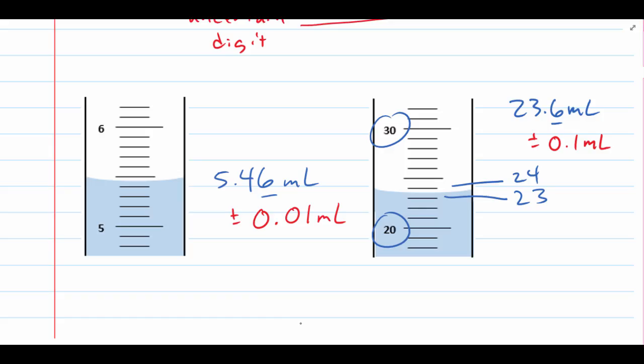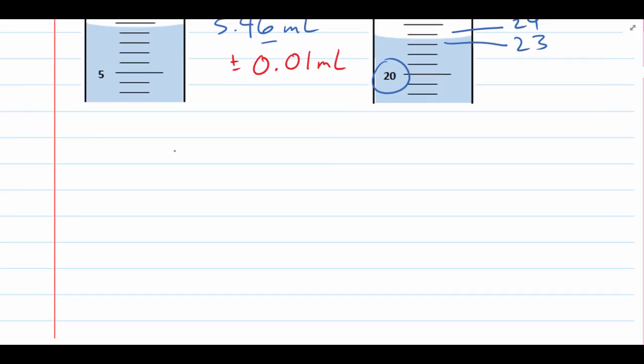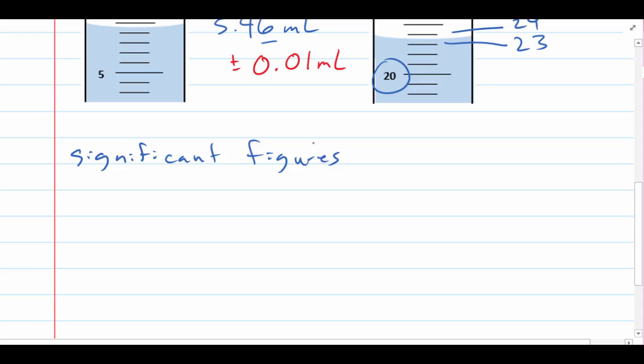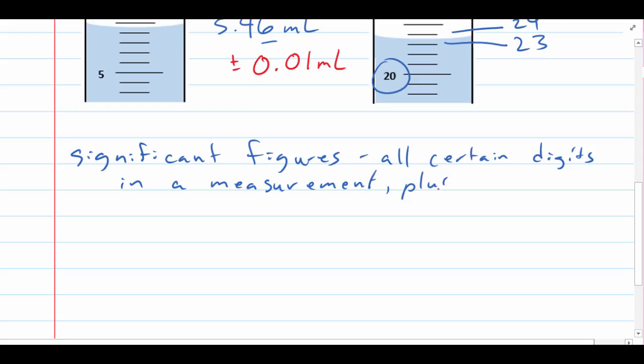Okay, so now this concept that we're talking about is called significant figures. And this is where some people start being led astray. But we define significant figures like this: all of the certain digits in a measurement plus one uncertain digit. So it's all of the certain digits in a measurement plus one digit that is uncertain.